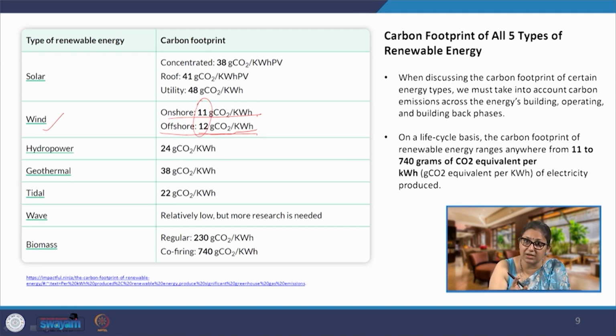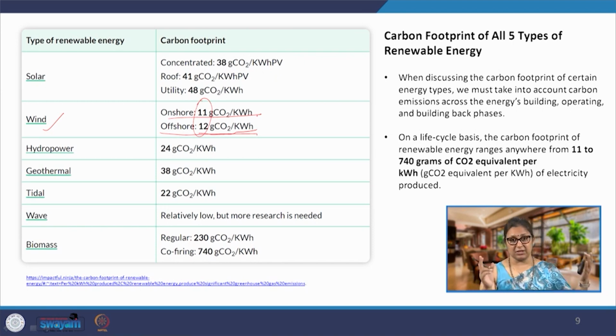Now, what are we comparing? We are comparing 1000 to 500 tons of carbon dioxide equivalent per gigawatt hour with that of 10 to 20 kilograms. 1000 tons versus 20 kilograms of carbon dioxide equivalent per gigawatt hour of electricity produced.